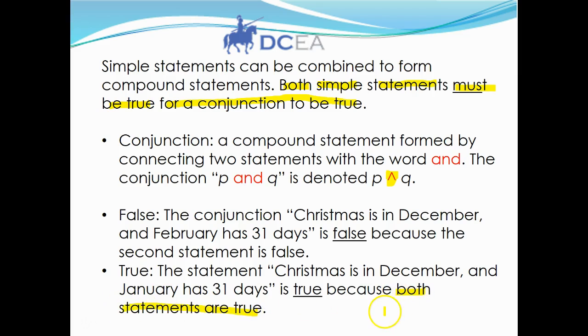On the sheet of paper where you wrote your truth table, put conjunctions: both simple statements must be true for the conjunction to be true.